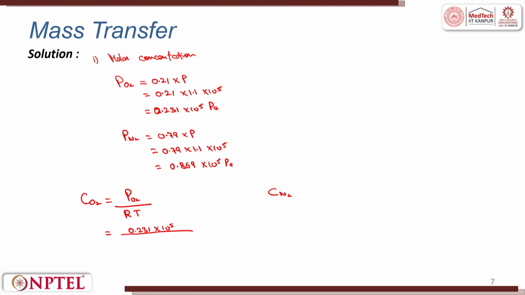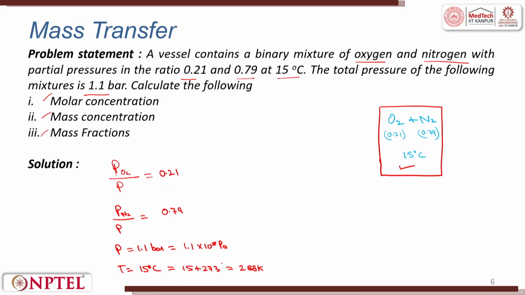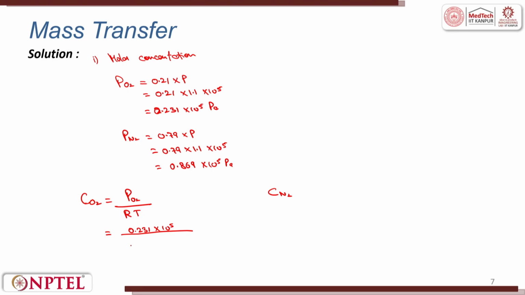The value of R I showed you here is 8.314 kilojoules per kilomole K, so that means it is 8314 into the temperature 288, which is equal to 9.65 into 10 raised to power minus 3 kilomoles per meter cube.